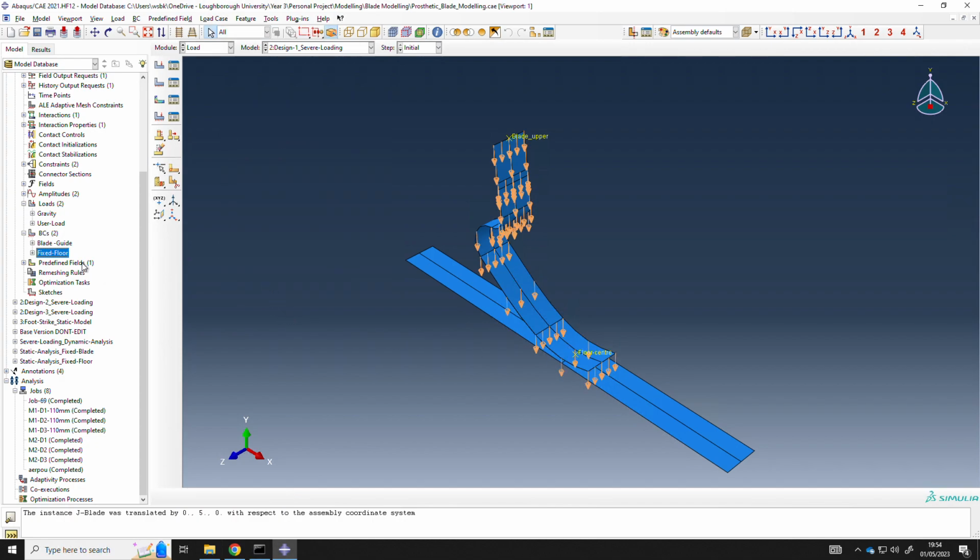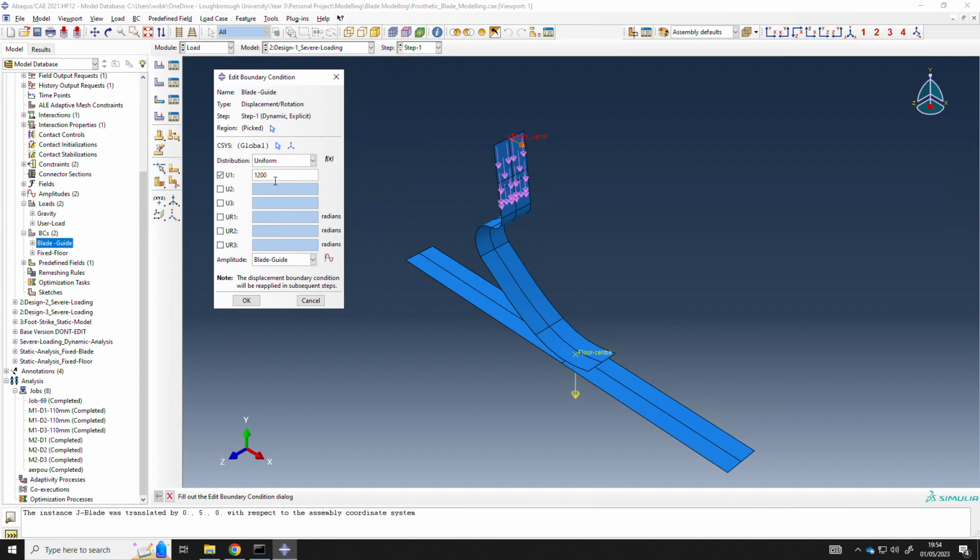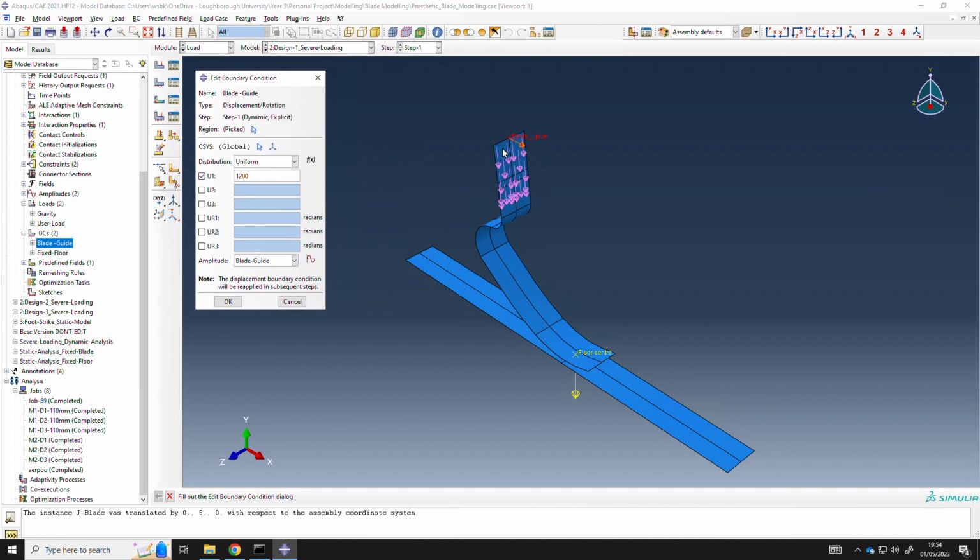And secondly, we had a blade guide. Input as 1200 millimeters, this guided the upper section of the blade through its contact and ensured no backwards falling occurred. This was given the amplitude blade guide, which ensured the model knew how far along the upper of the blade should be with respect to each time step.